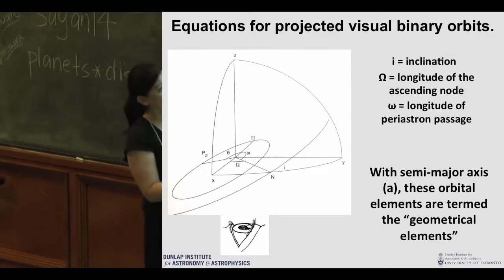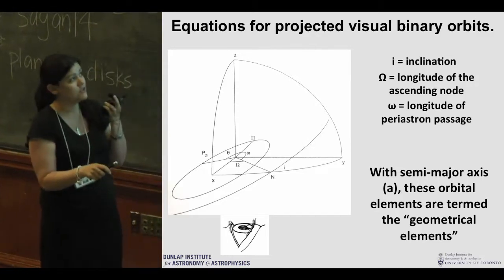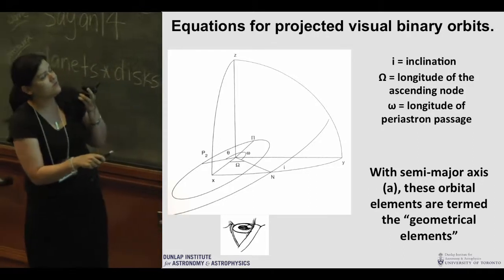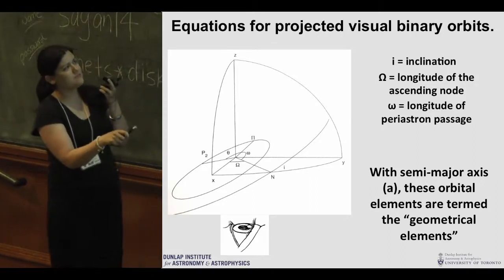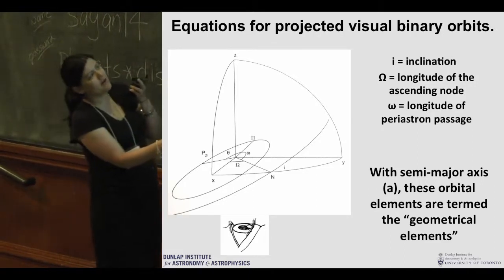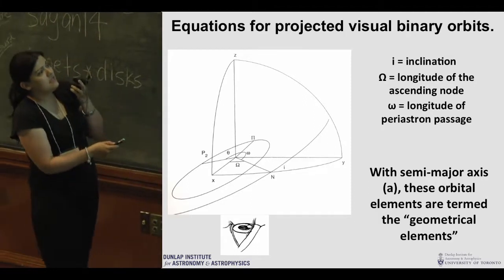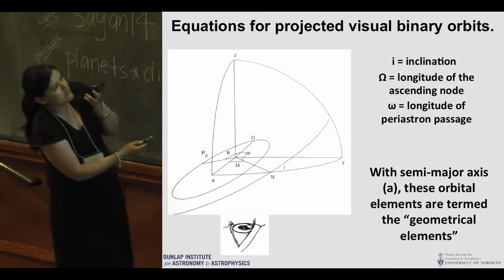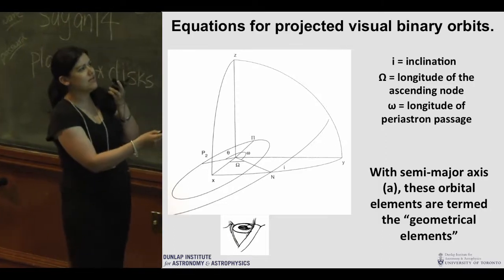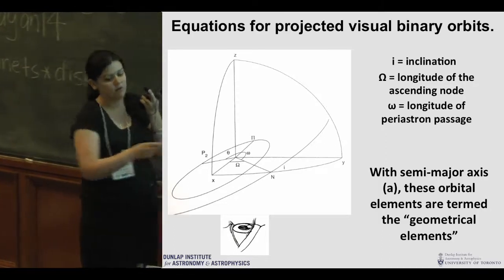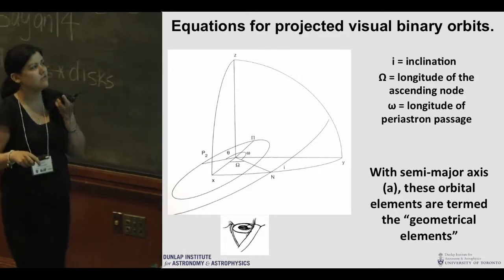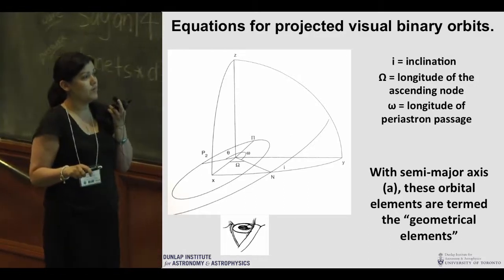The other important angle is the longitude of periastron passage. This is, again, our orbital ellipse that we were looking at before. Here's pi, where periastron passage actually happens, and you can see this is the angle between this line here and the point at which that happens. That gives you another reference point for the angles that you're going to use to fit for your orbit.